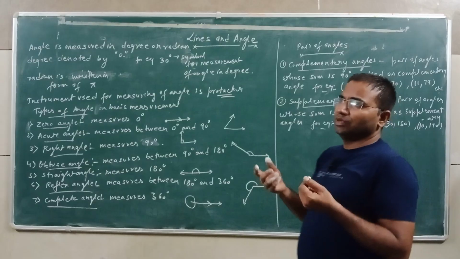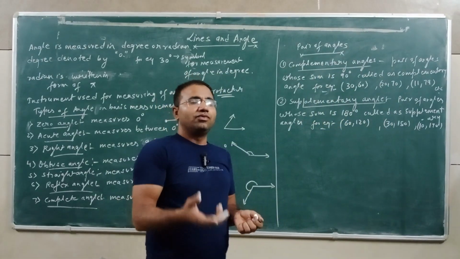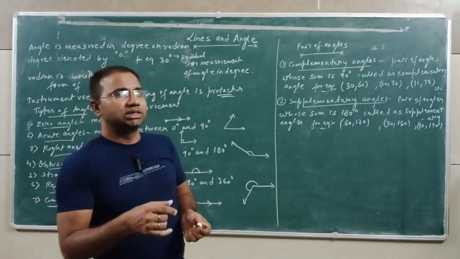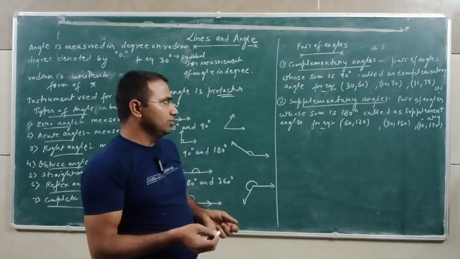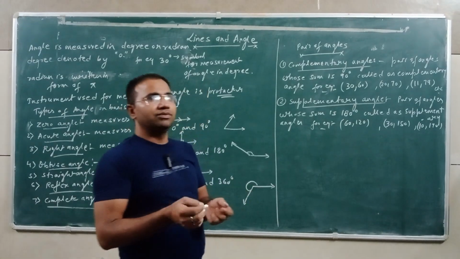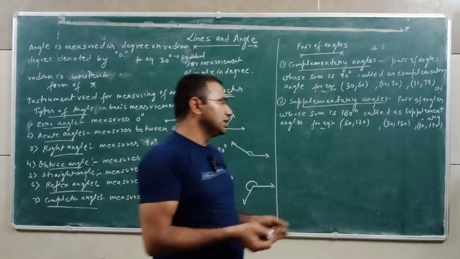Okay. So suppose one question is there: find the supplement of 70 degree. So what you will write? You will subtract 70 from the 180. So what will come? 110 will come.